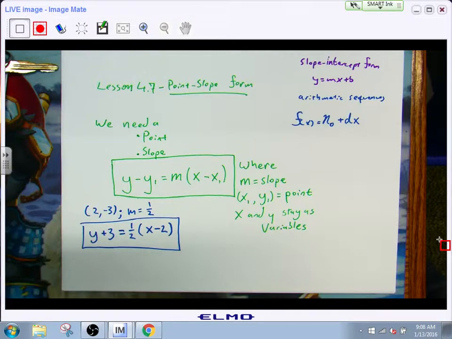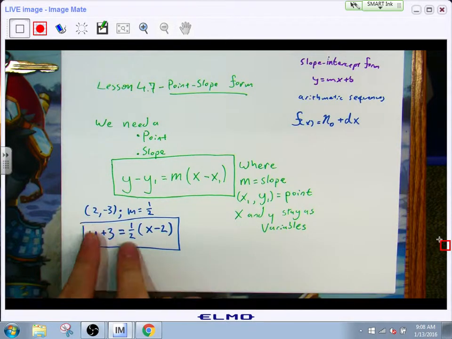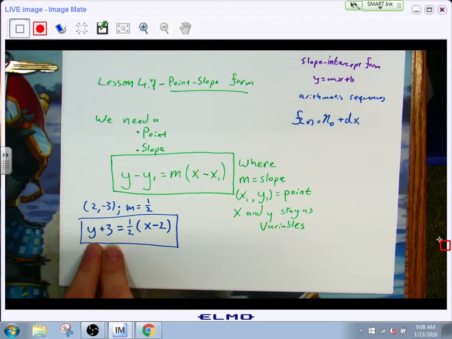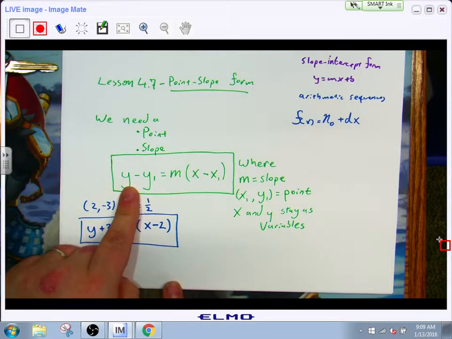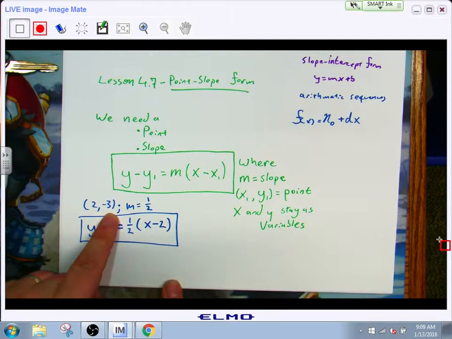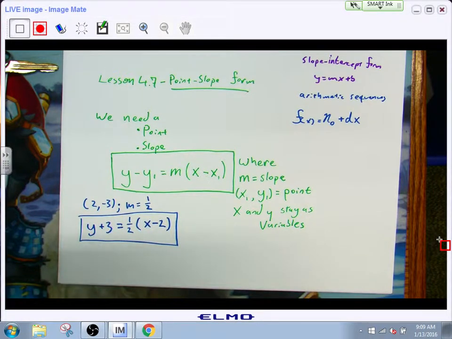What are some advantages of this form? What's easy about this form? It's pretty simple. Okay, what are some struggles you anticipate with using this form? Getting x and y confused. Yeah, making sure you have your x's next to your x, your y next to your y. Because it's weird, right? The y is on the left side of our equation, but y is on the right side of the point. So sometimes we might mix that up.